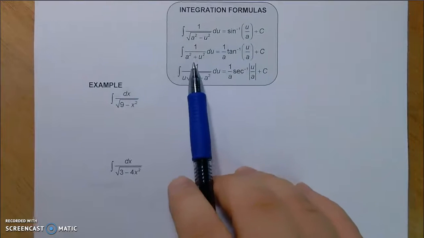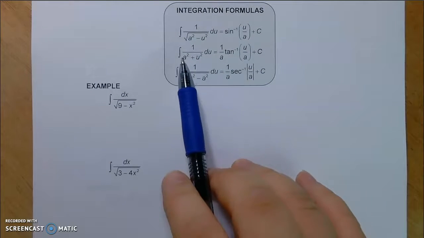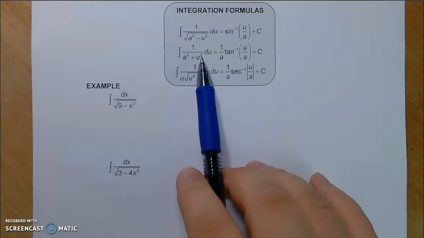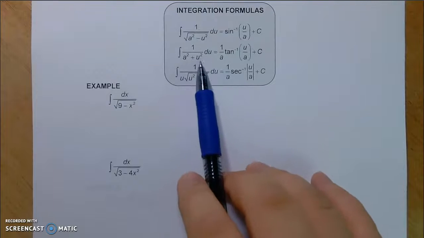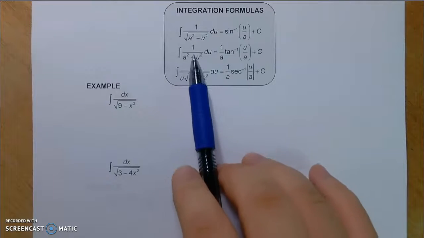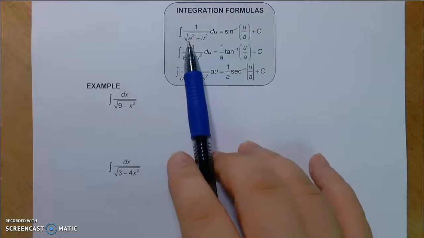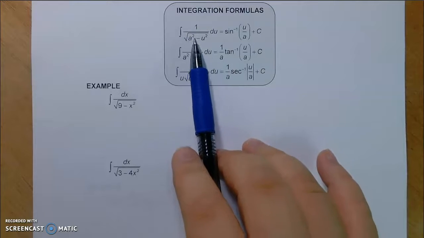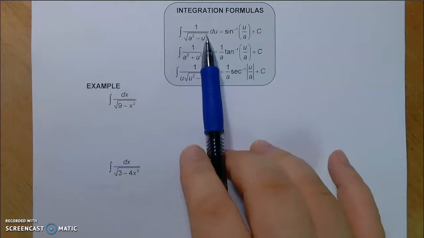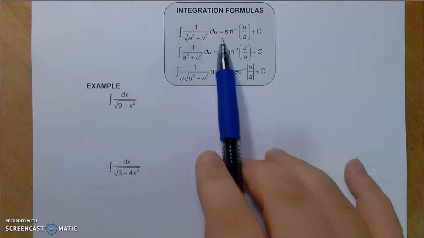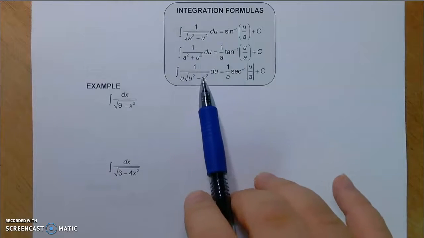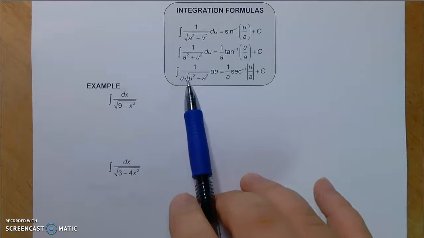Again, tangent's the easiest one to recognize. It's just a constant squared plus an expression squared, with no radicals. Sine is the most common. It's got some kind of constant squared minus an expression squared. And then secant is the most complicated.